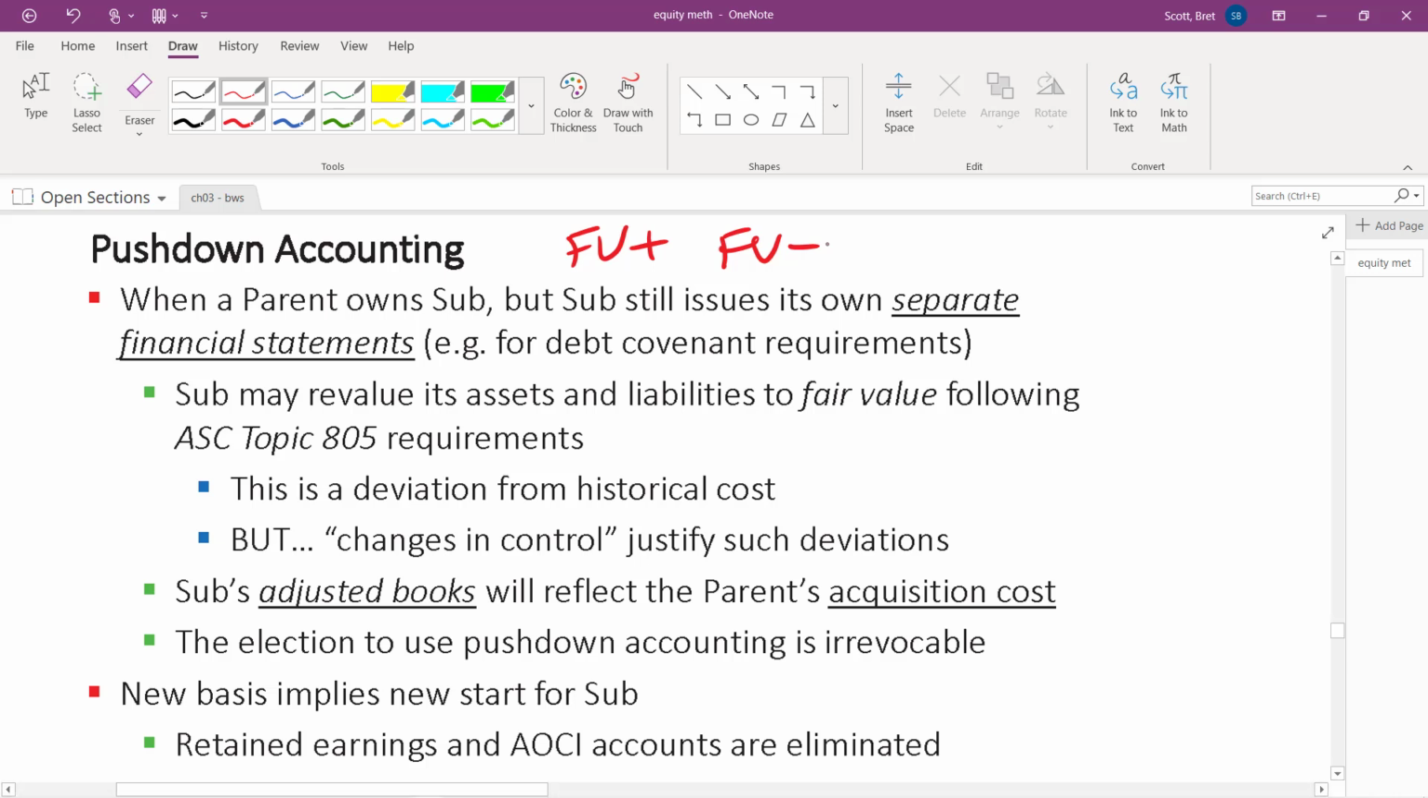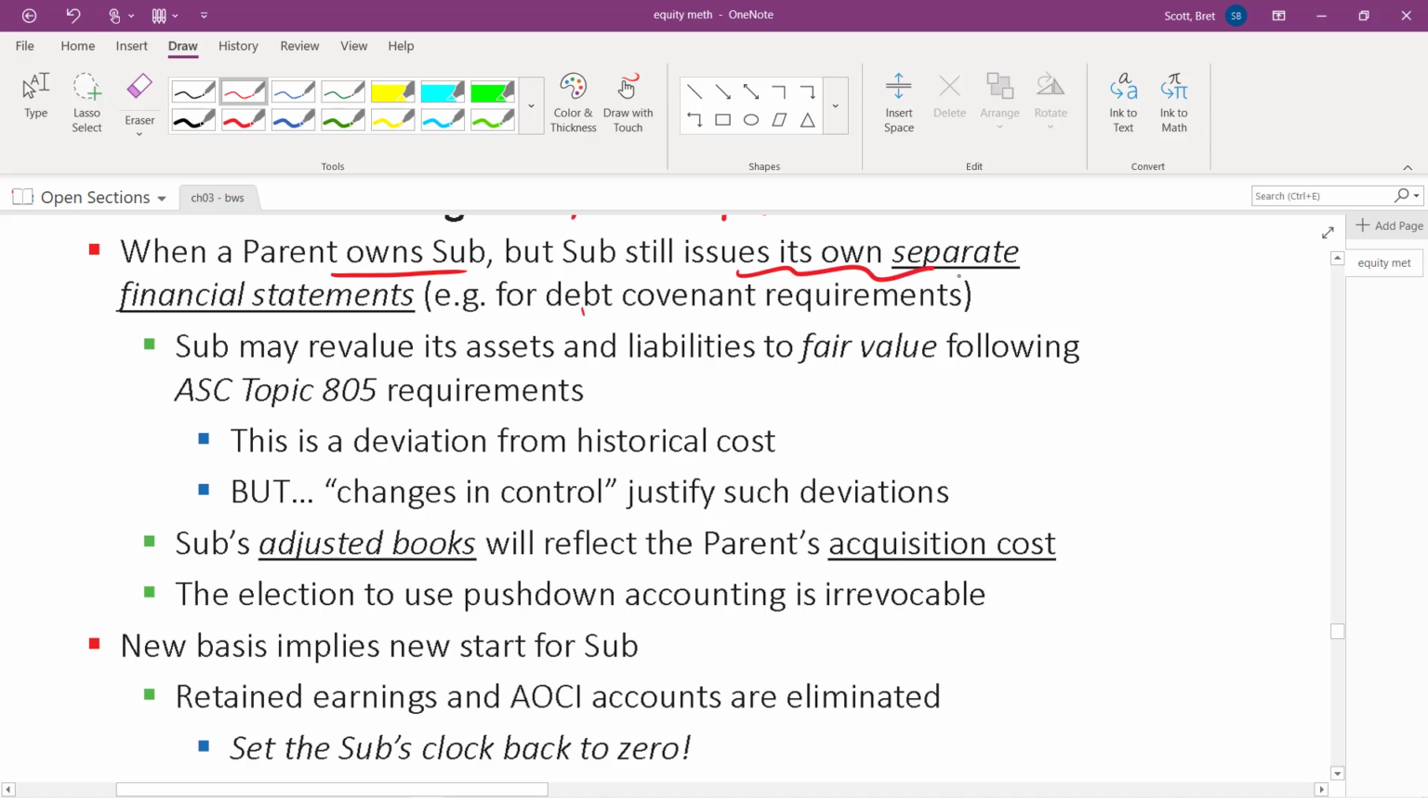Well, why would the subsidiary actually do that? And is that even legal? Because that would seem to violate historical cost, right? Well, push-down accounting is permitted by the FASB. So when the parent owns a sub, but the sub still wants to issue its own separate financial statements for, say, debt covenant reasons, it can go ahead and revalue its assets to the fair value that we acknowledge when we bought them based on ASC 805.